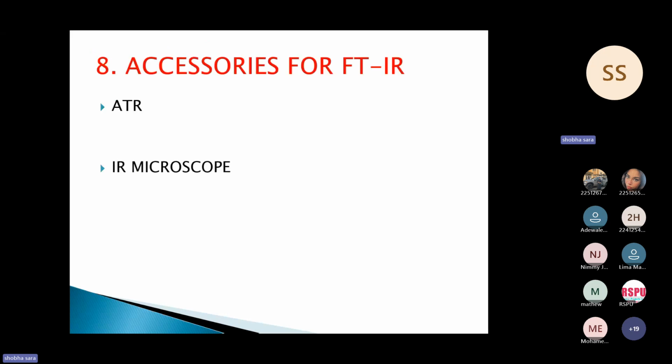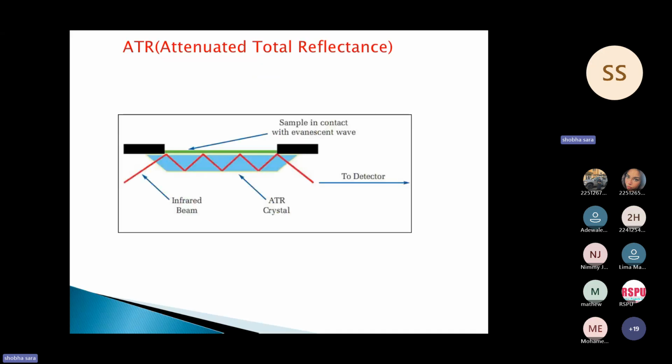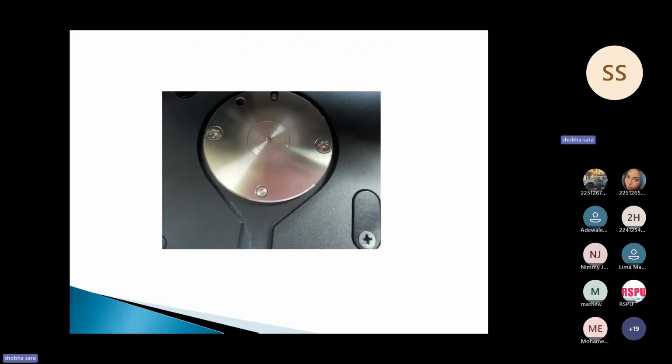Now let's see what accessories are available for FTIR. ATR is one of the easiest methods. Attenuated total reflectance is one of the easiest methods in FTIR spectroscopy. In this one, no sample preparation is needed. Here we are using this setup. You can see on the top there is a crystal. That could be diamond, germanium or zinc selenide.